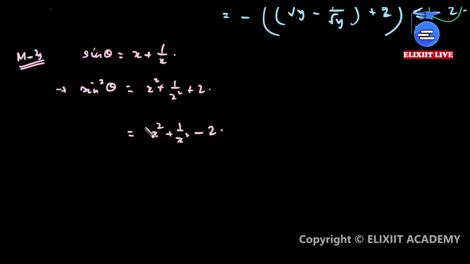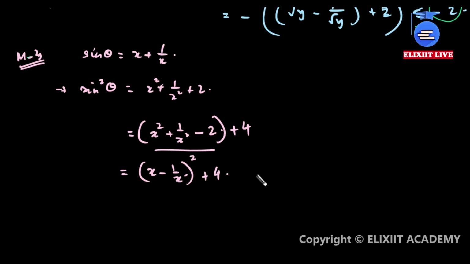I want to bring minus 2, but here we have plus 2. So I need to bring plus 4 over here, isn't it? Plus 4 minus 2 will become plus 2. So I bring plus 4 over here just to balance this particular 2, right? So I get x square plus 1 by x square minus 2 plus 4, and this part is actually x minus 1 by x whole square, plus 4. And obviously the same logic, x minus 1 by x whole square, minimum can be 0. So 0 plus 4, the minimum value of this thing is 4, right? Ultimately, you are proving that sine square theta is greater than or equal to 4, which is impossible.